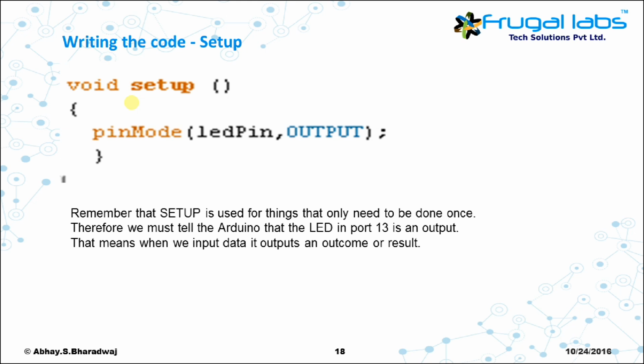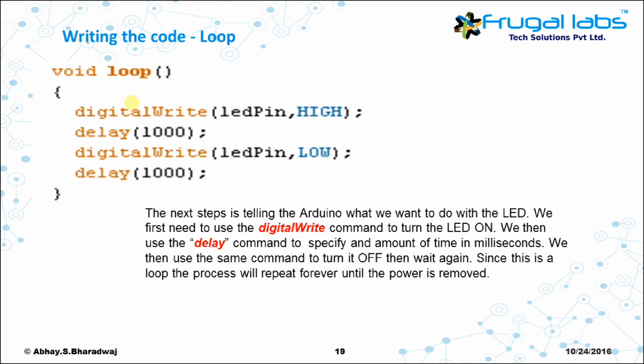Next, we come to the setup function, and inside the setup function we write pinMode. pinMode is a function that tells the Arduino what that particular pin is. So I write pinMode(ledPin, OUTPUT). This tells the Arduino that pin number 3 is an output pin.